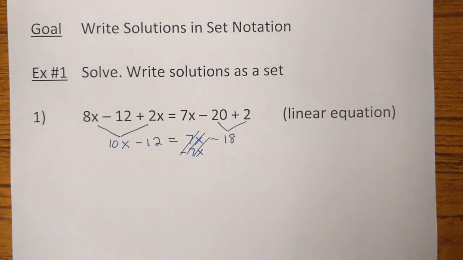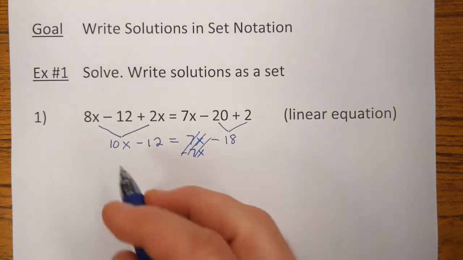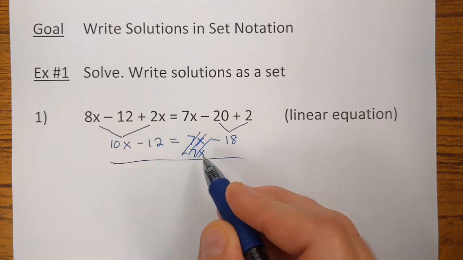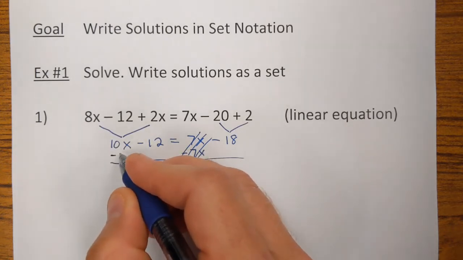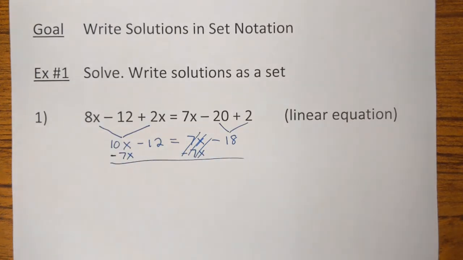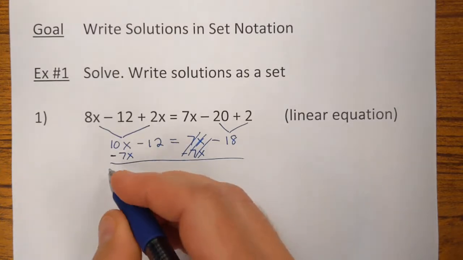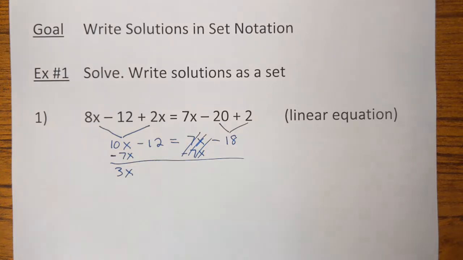Now, there's a thing in algebra called the golden rule of algebra that says you can do anything you want to the right-hand side of an equal sign, as long as you also do it to the left-hand side of the equal sign. So since I subtracted 7x from the right, I need to also do it from the left. That leaves me with the 3x.